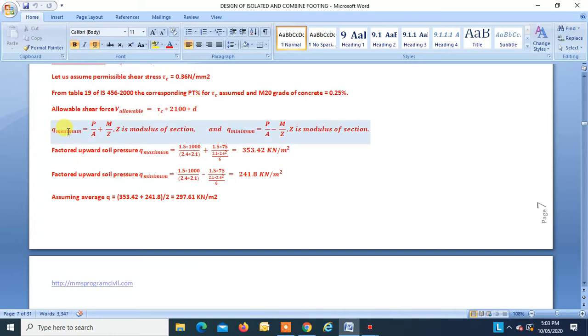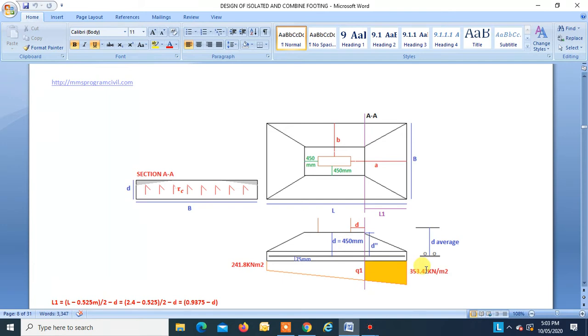So this is our first equation. Now we know Q max is equal to P by A plus M by Z, and Q min is P by A minus M by Z. So this is the factored upward soil pressure. You have to multiply the load factor with the service load and moment. That we get as 353.42 for Q max, and Q min we get as 341.8. So this stress is over here, and this stress is over here.